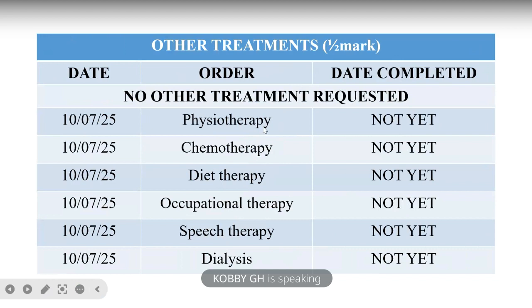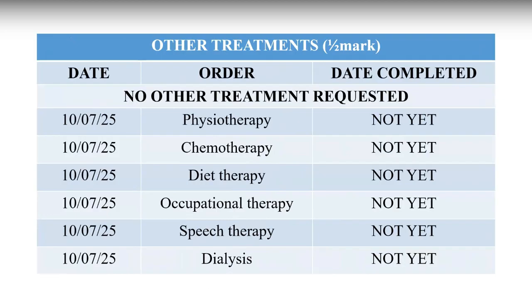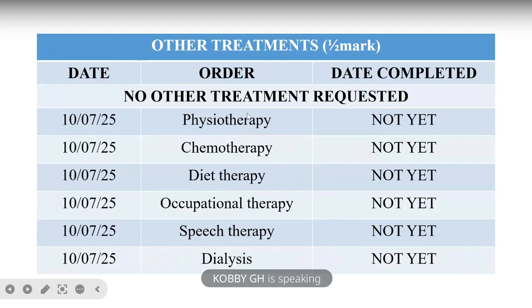These are some possible other treatments you can have for a patient. You can't have one patient with physiotherapy, chemotherapy, diet therapy, occupational therapy, then this patient is dead, though. Here, I'm listing some range of other treatments that we can have. And if, let's say, your patient is on physiotherapy, when you write physiotherapy, use the same date of admission or backdate like 3 days or 5 days. You can even backdate to the previous day of the exam.